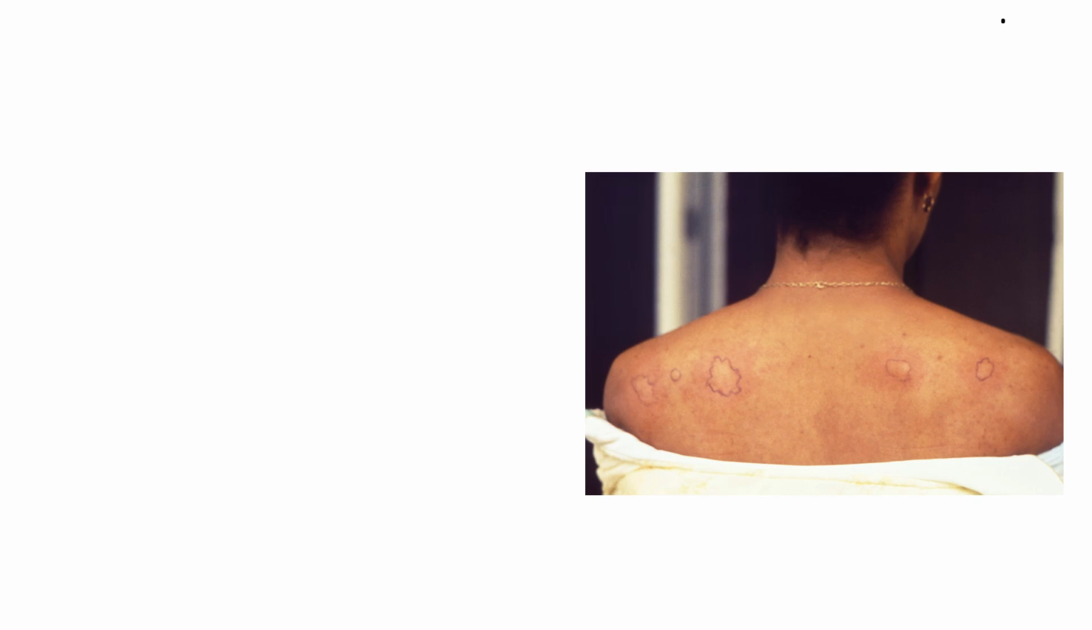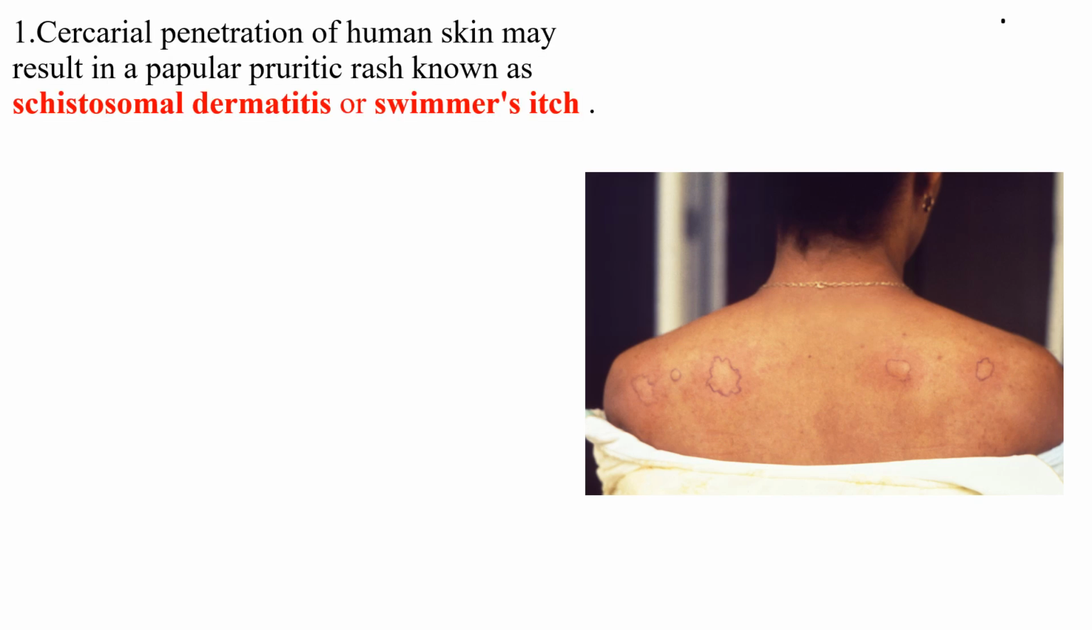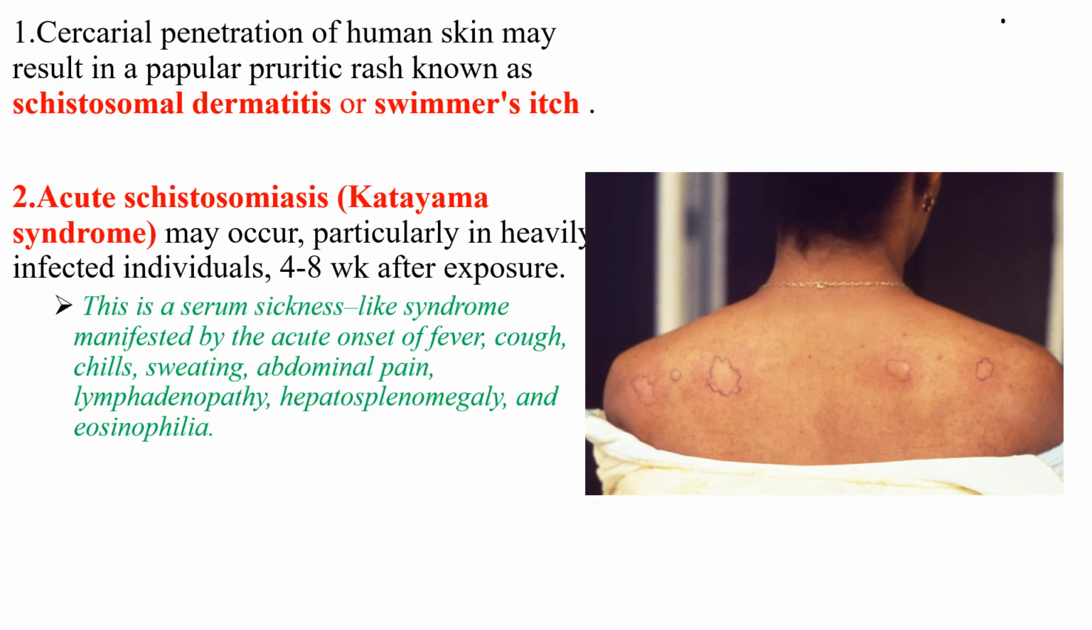So we classify the clinical symptoms into three. The first is during cercarial penetration of the skin. The second is acute. The third is chronic. Cercarial penetration of human skin might result in a papular pruritic rash known as schistosomal dermatitis or swimmer's itch, whereas acute schistosomiasis or Katayama syndrome may occur, particularly in heavily infected individuals, 1 to 2 months after exposure. This is an acute febrile illness characterized by acute onset of fever, cough, chills, sweating, abdominal pain, hepatosplenomegaly, lymphadenopathy, and the like.